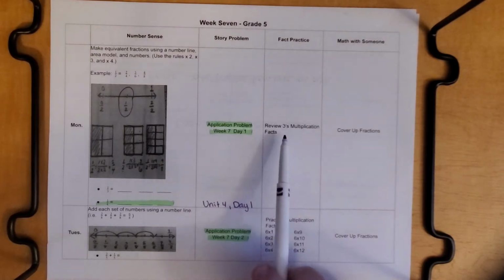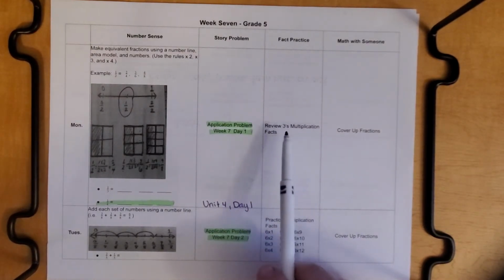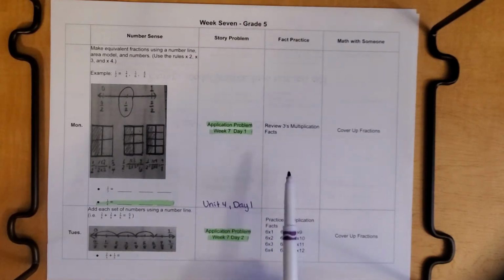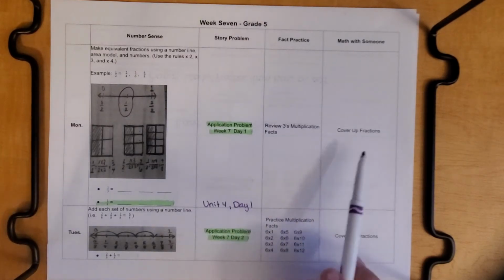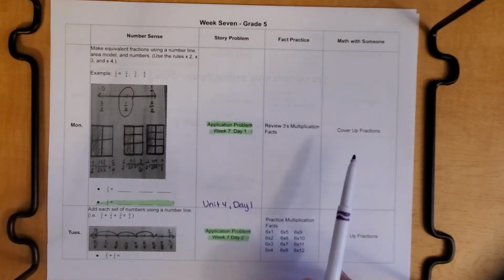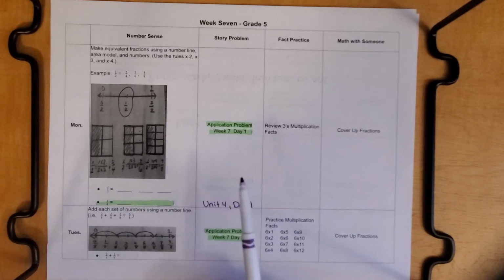And then you've got practice on your 3s because like I've told you a few times, once you know your 3s, your 6s shouldn't be that bad because 6 is just double 3. And then you've got cover-up fractions, which I have a video up for you to give that game a go. It's a pretty quick game this week. I think you'll like it.